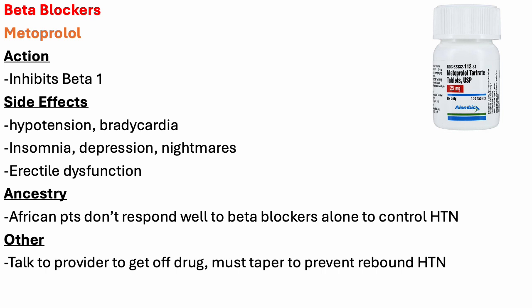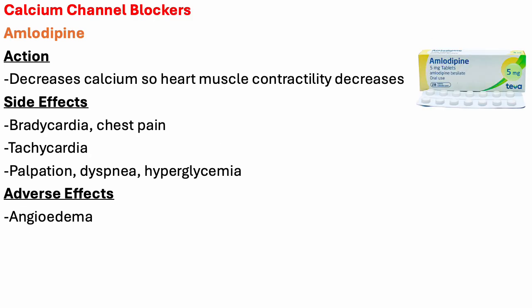On top of that, with ancestry, typically African American patients don't respond well to beta blockers alone to control their hypertension. And you usually want to talk to a provider to get off the drug because you have to taper the drug to avoid rebound hypertension. That's pretty much it. Next, we have a calcium channel blocker, amlodipine.